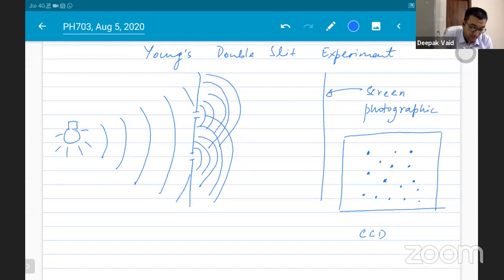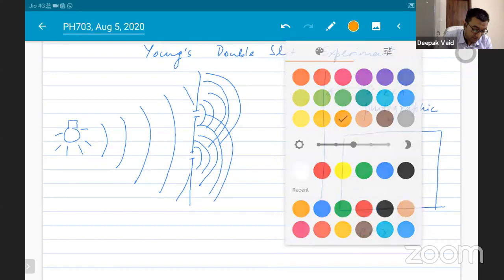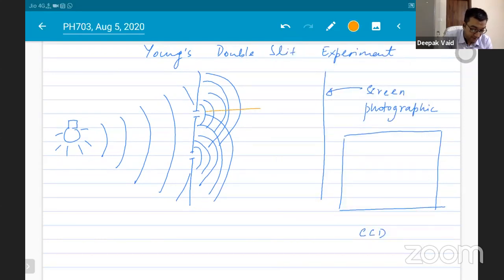So what was found is that when you looked at this screen, one would think that if some light passes through one barrier like this, and some other light passes through this barrier, on the screen you would observe 2 bright spots, one bright spot here and one bright spot here. So if you look at the screen from a different angle, it would look like this. There would be one bright line over here and another bright line over here.